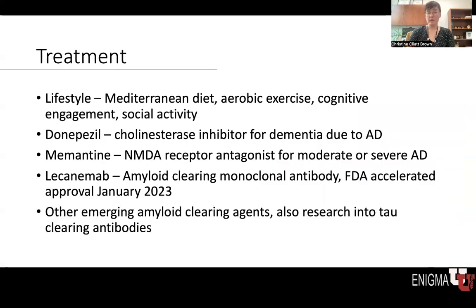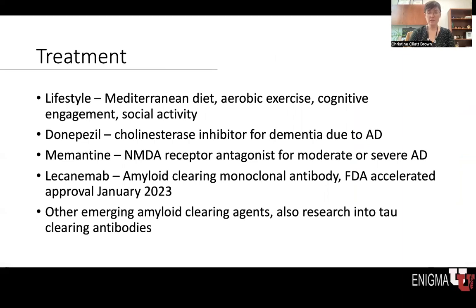So then what do we do when it comes to treating Alzheimer's disease? Lifestyle is a really important thing for any kind of dementia. Things we recommend are things like the Mediterranean diet, regular aerobic exercise, and being more engaged cognitively and socially.